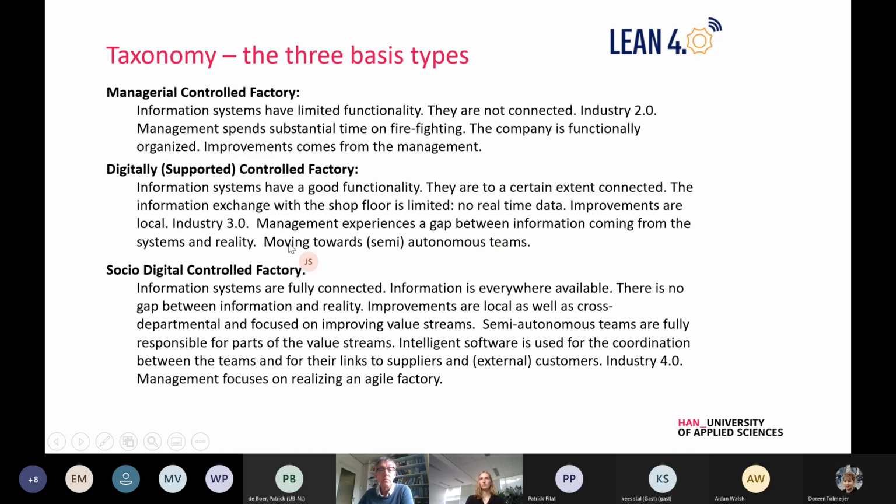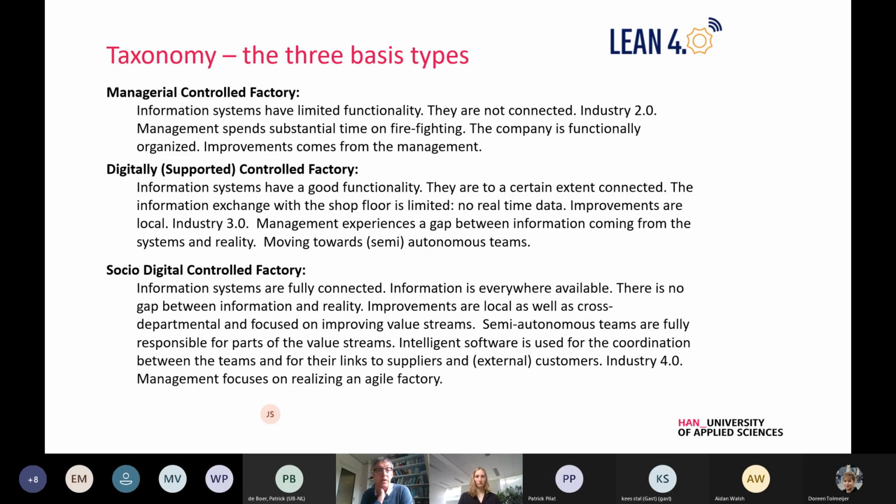Slowly moving towards semi-autonomous teams. And then the most important area, because that's a vision, that's an idea about what kind of companies, what kind of factories companies should thrive for. And it's quite general, and you may specify it for every context. But there we say, well, information systems are fully connected. Information is everywhere available. And that's the promise of Industry 4.0. And because it is everywhere available, we can also do useful things with it everywhere. And there is no gap between information and reality.